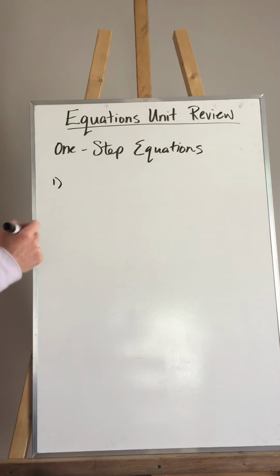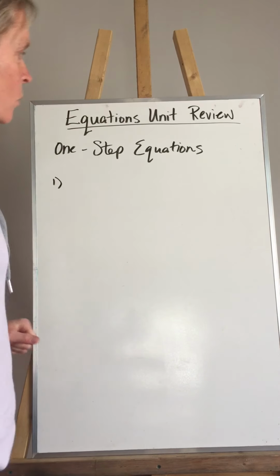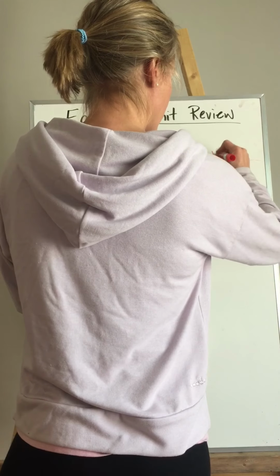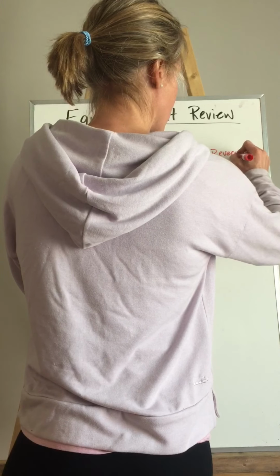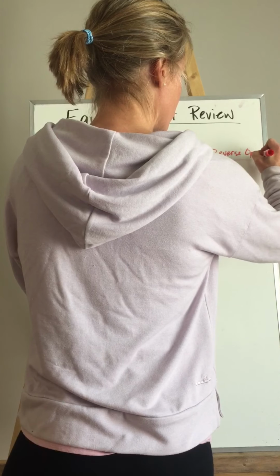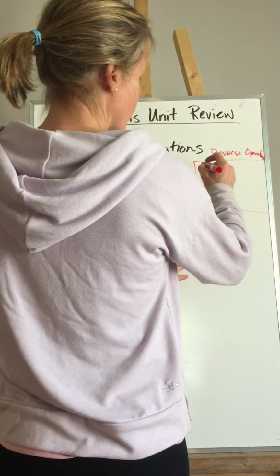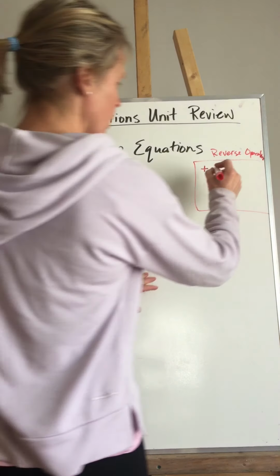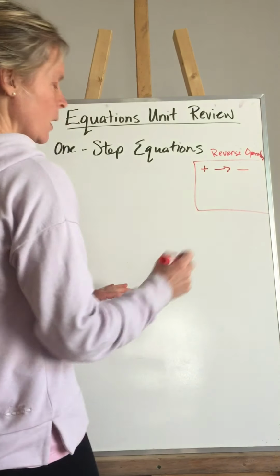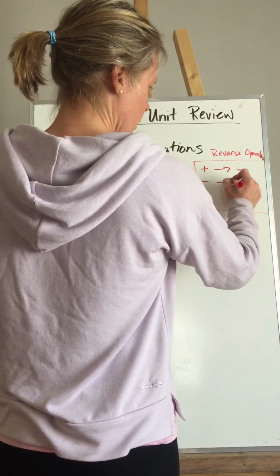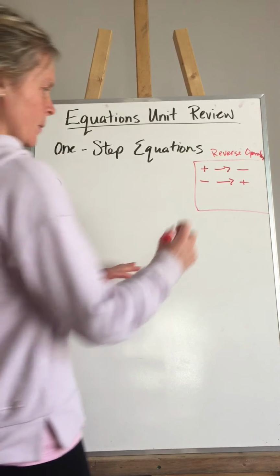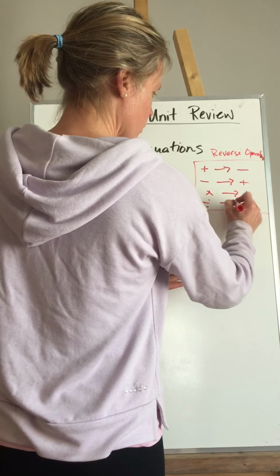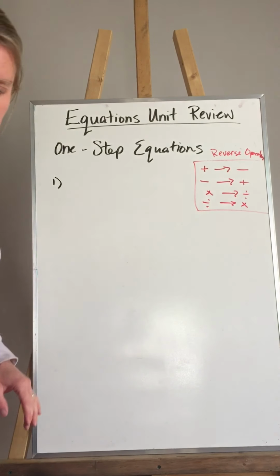So remember we had our reverse operations, right? So right over here, this is reverse operations. Okay, so if you were adding, when it goes over to the other side of the equal sign, you are going to subtract, right? If you're subtracting, goes over to the other side of the equal sign, you're adding. Multiplication, reverse, division, division, reverse, multiplication.